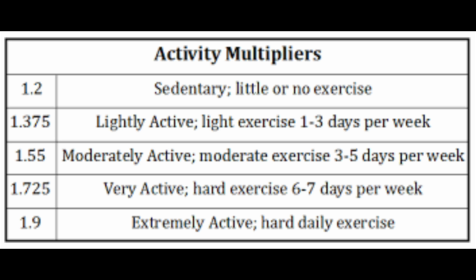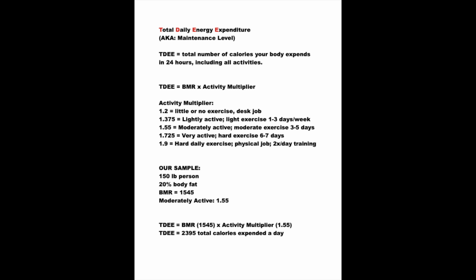Next, multiply your BMR by 1.2 if you're sedentary, 1.375 if lightly active, 1.55 if moderately active, 1.725 for very active, and 1.9 for extremely active. So let's just use the moderately active number for this example. For this exercise, we have a BMR of 1,545, and so we'll multiply that by the moderately active multiplier number of 1.55, which rounds up to 2,395 TDEE.